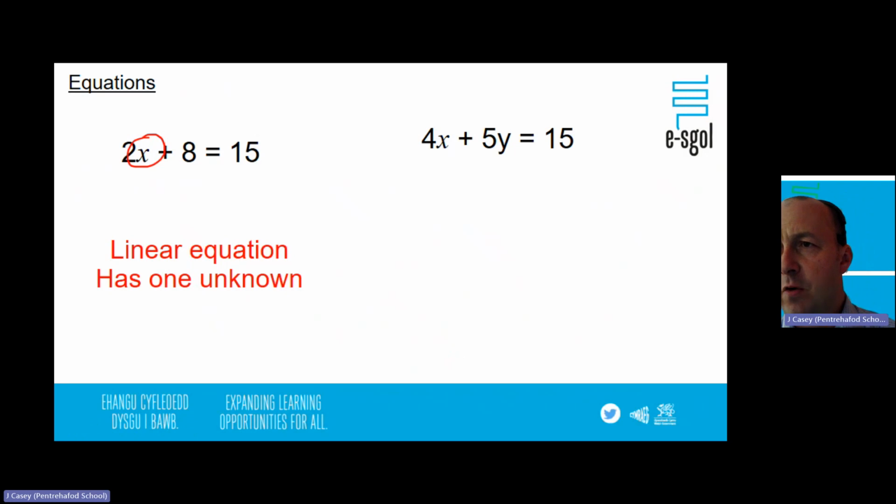Okay, but on the other side, we've got this equation. So it's 4x + 5y = 15. Now, there's two variables. There's an x and a y. Now, we can have a bit of a guess. We could kind of think, what could x be? What could y be? But it would just be a guess. Okay, so there's no real way of working these out.